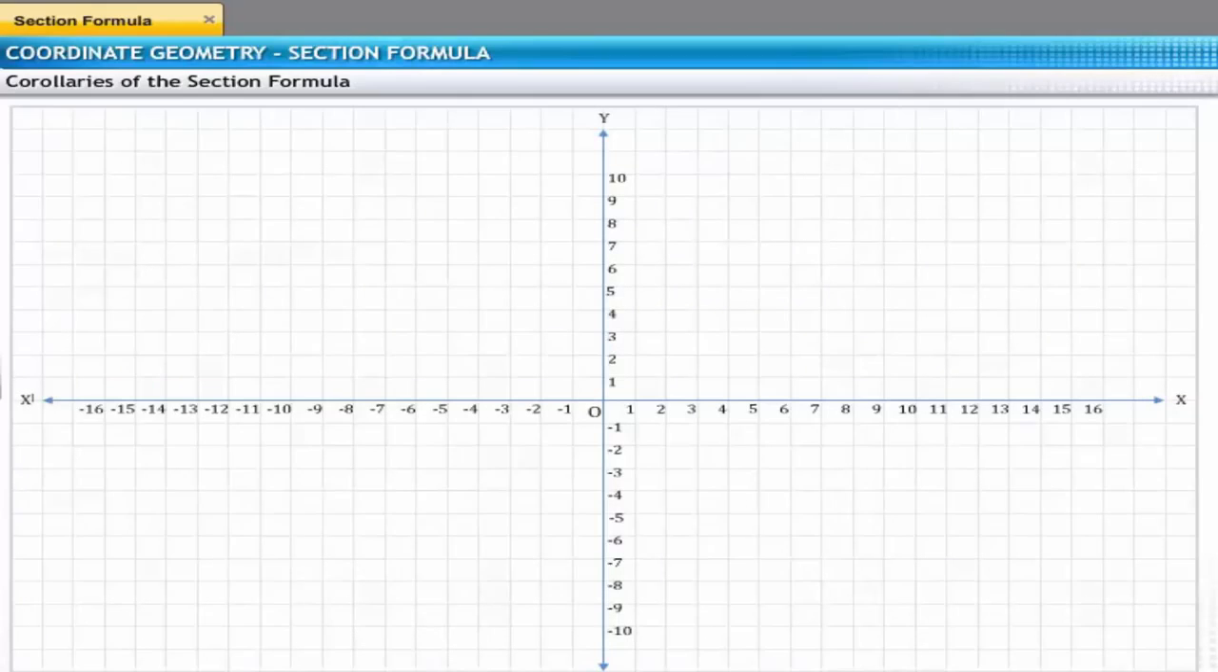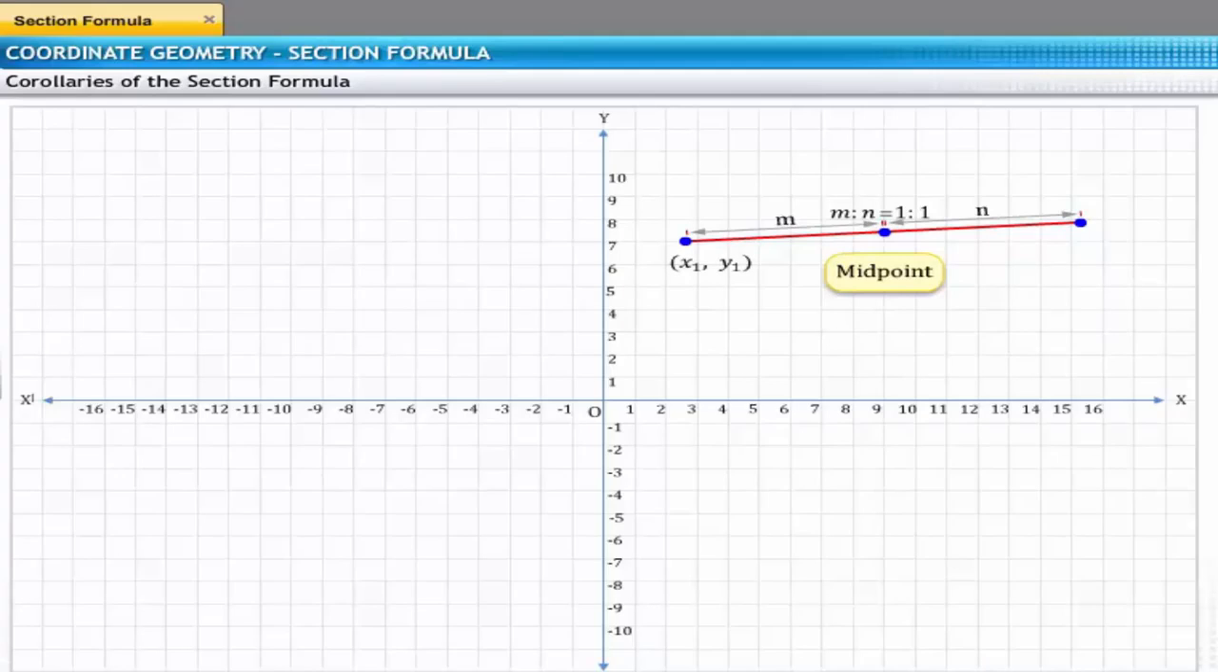Some corollaries to the section formula can be derived for some specific cases. According to the first corollary, where the ratio of sections of a line segment m:n equals 1:1, the point is the midpoint of the line segment. In such a case, the midpoint of a line segment joining x1, y1 and x2, y2 is x1 plus x2 divided by 2, y1 plus y2 divided by 2.